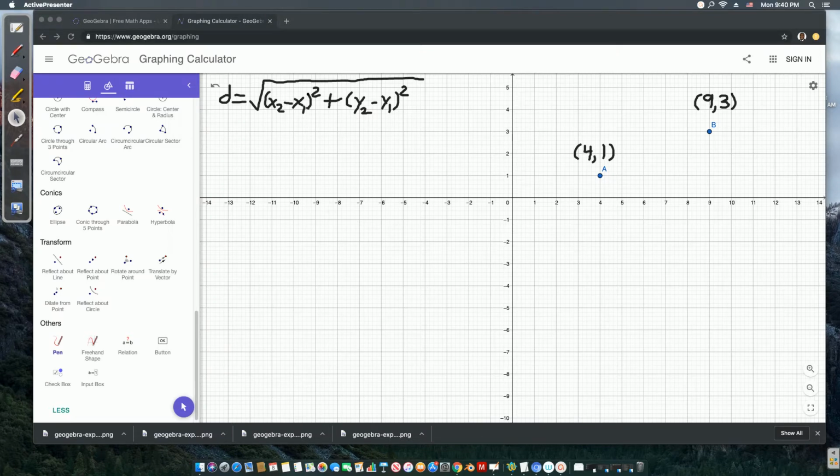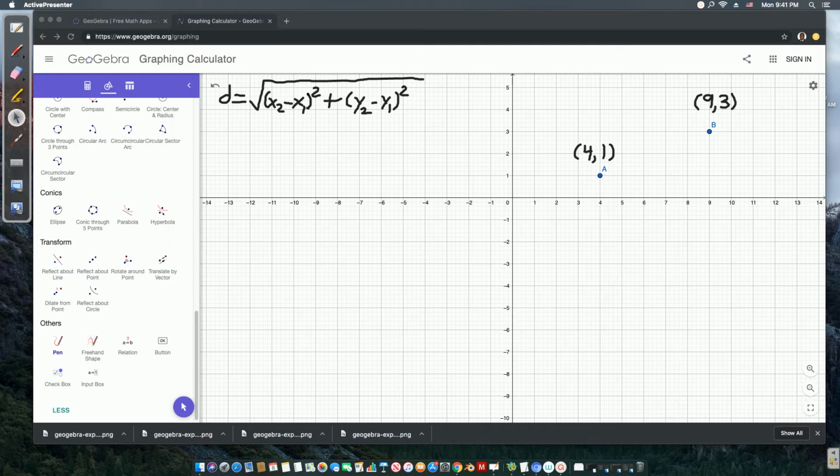Alright, for this example, previously we derived the distance formula. We came up with the distance will be the square root of x2 minus x1 squared plus y2 minus y1 squared. And so that would produce the distance between 2 points. Well, let's test this out. So towards the right I have a couple of points. First point has coordinates 4, 1, and the second point has coordinates 9, 3.